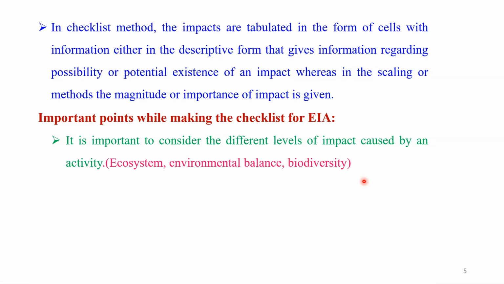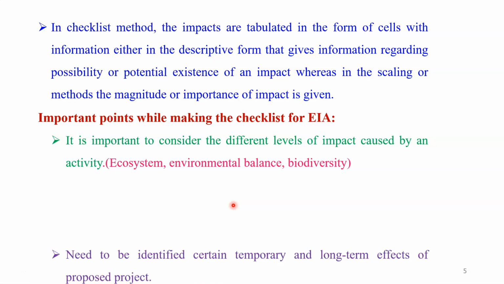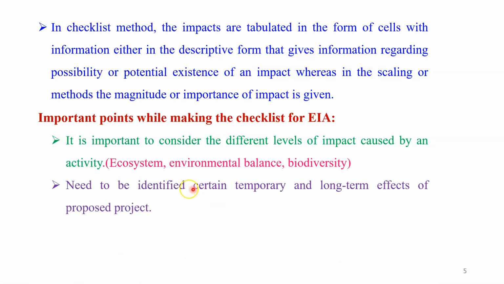So when you are making the checklist, at that time keep in your mind the different levels of the impact. This is a very important thing, and if you keep all these points in mind and then prepare your list, definitely it will be very useful and a comprehensive checklist for your environmental impact assessment. Let us see the second important point.